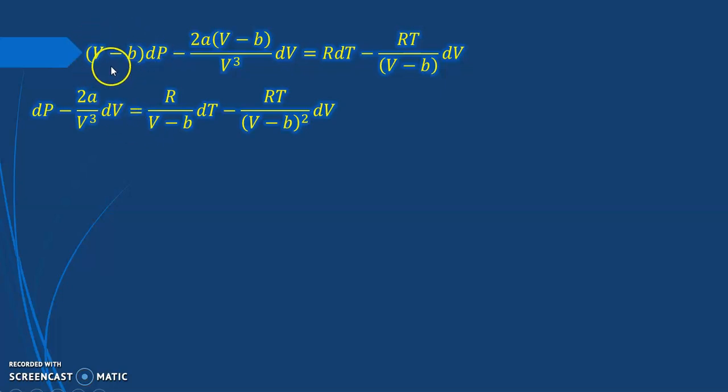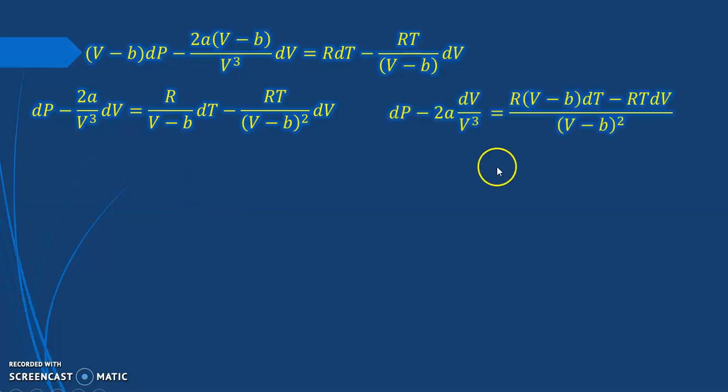If we divide this expression by v minus b, that quotient will be equal to 1. In here, we simplify this term with this term. For that reason, we don't have it anymore in here. If we divide this term by v minus b, we get this quotient. And if this term gets divided by v minus b, we get v minus b squared.